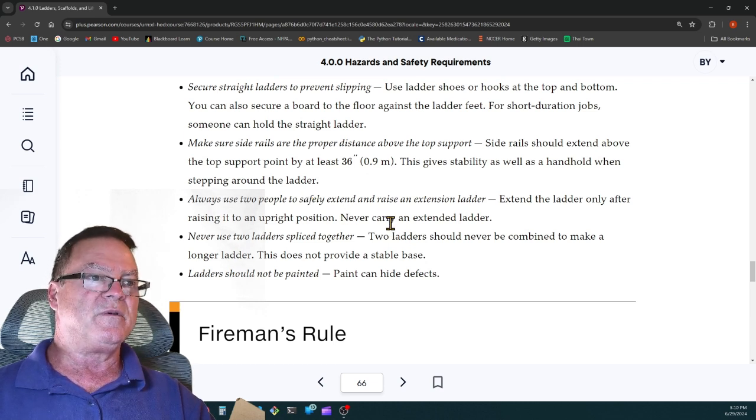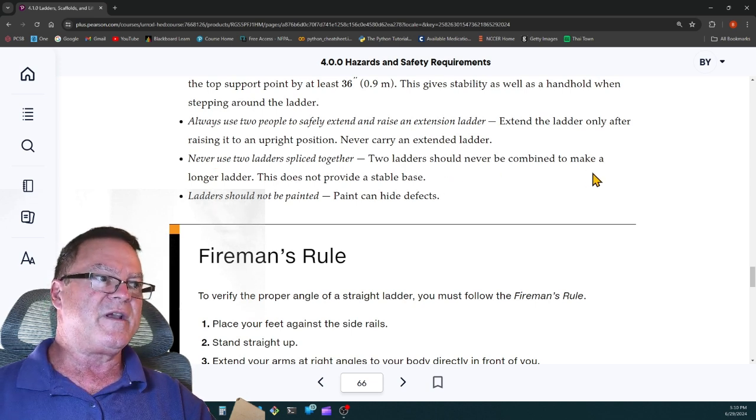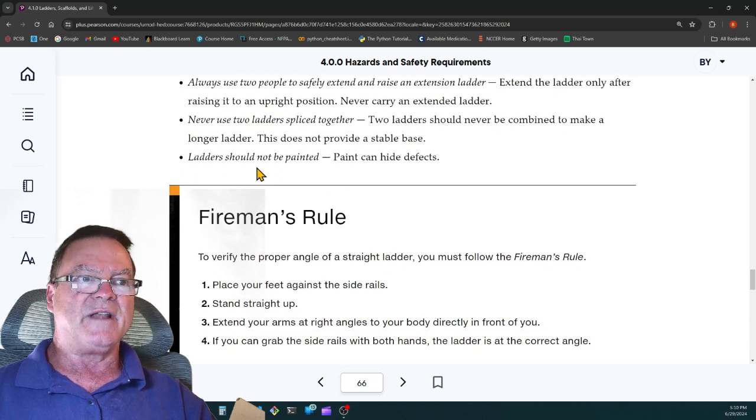Always use 2 people to safely extend and raise an extension ladder. Extend the ladder only after raising it up to the right position. Never carry an extended ladder. Never use 2 ladders spliced together. 2 ladders should never be combined to make a longer ladder. This does not provide a stable base. Ladders should not be painted. Paint can hide cracks and defects.